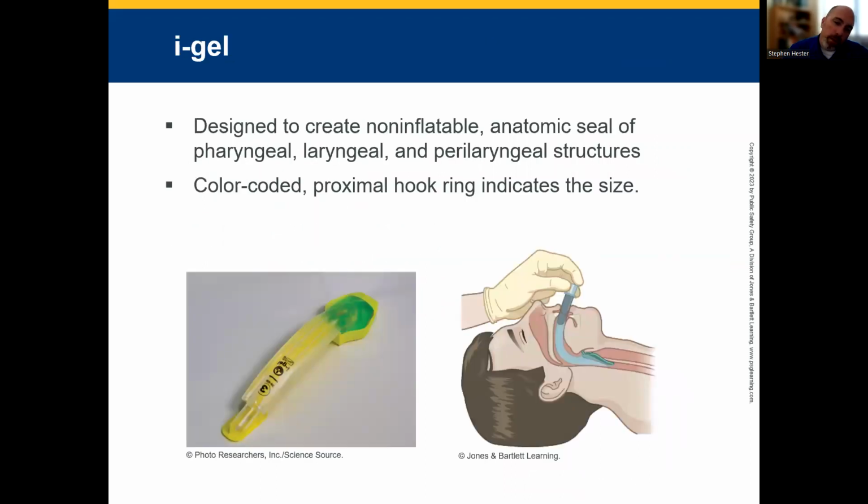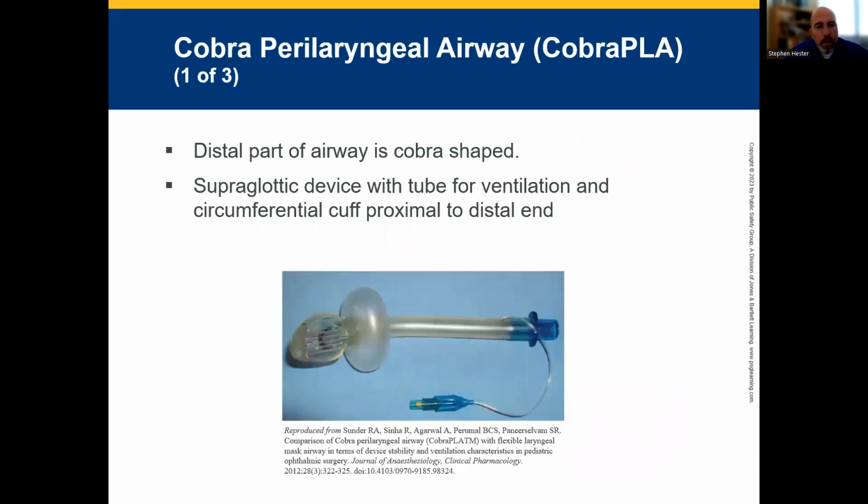iGels are a little bit more advanced than the LMAs. They're sized, but they self-inflate. Then there's the Cobra PLA. I've never used one of these. I've seen them. So they're also a supraglottic airway device.